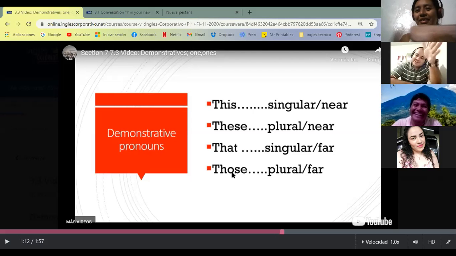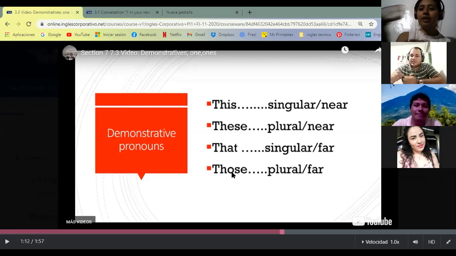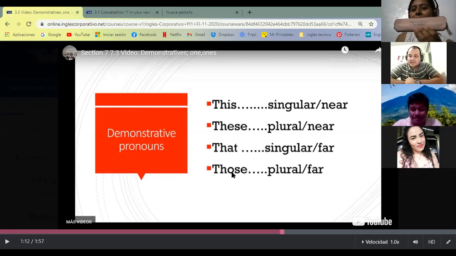¿Cómo se dice billetera? Se me olvida cómo se dice billetera. It's not a billetera, it's not a wallet. No. ¿Es wallet? No, it's not a wallet. Oh, es un estuche. Pencil case. A pencil case. Okay. This is one pencil case.